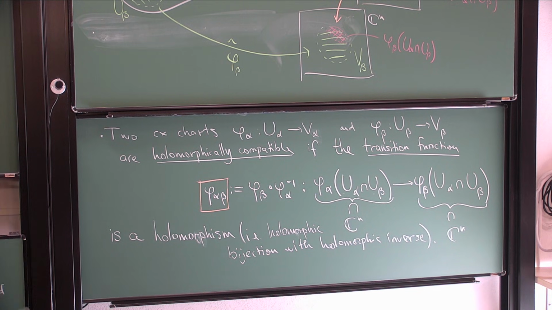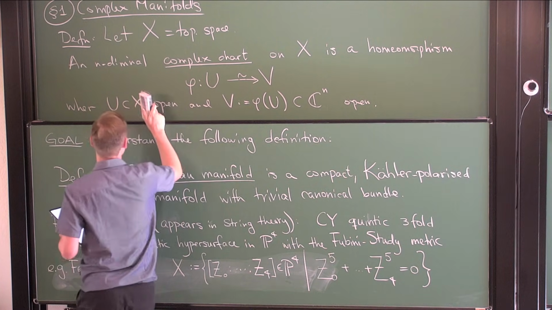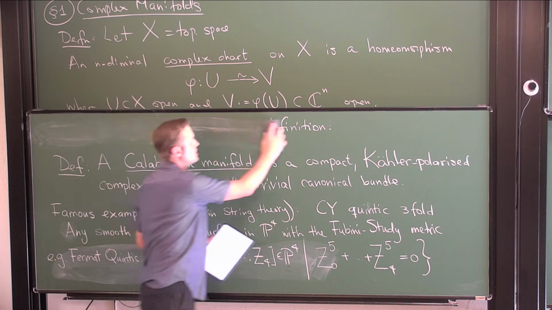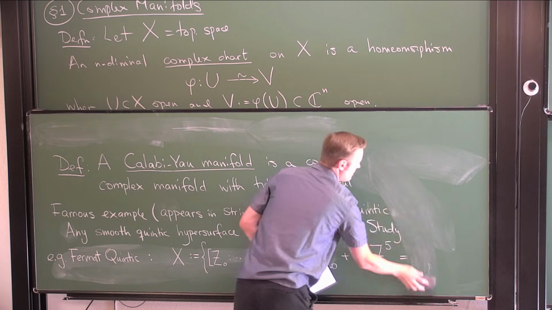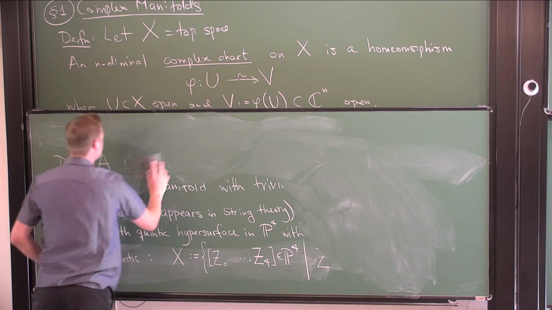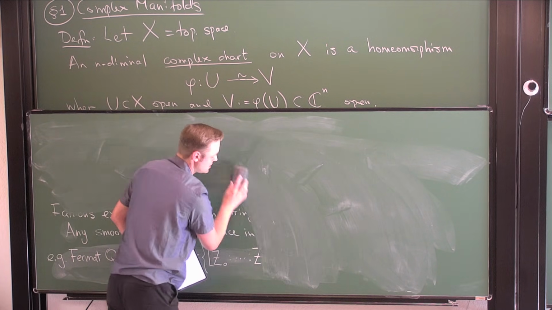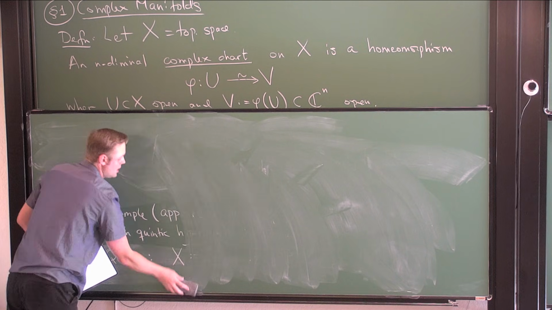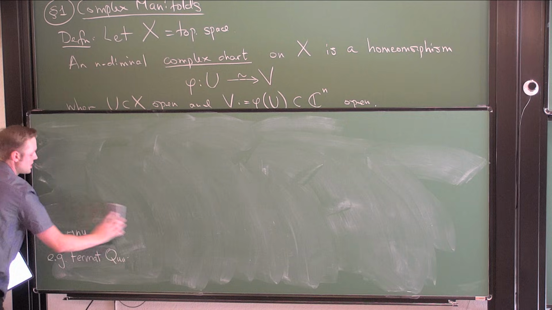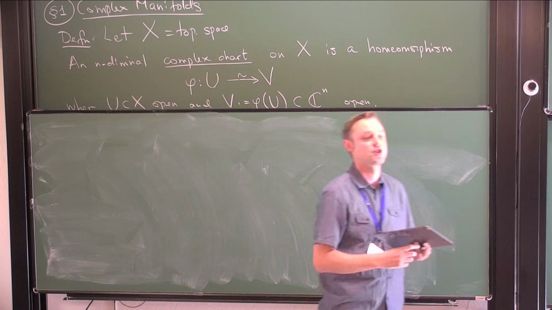Does this make sense? Any questions? I'm just going to give you a second to absorb this. If you've studied differential geometry before, this will seem very natural. If you've not, this may be a lot of information, but really, you just need to think that we're just mapping bits of our topological space to C^n, and we just want to make sure that we do this in a compatible fashion. So if I go from one chart to another, I preserve the holomorphic structure.